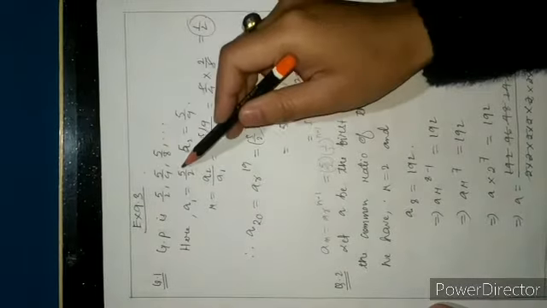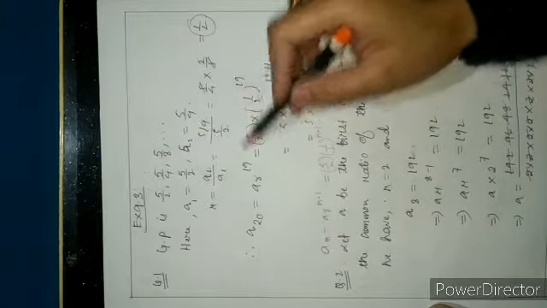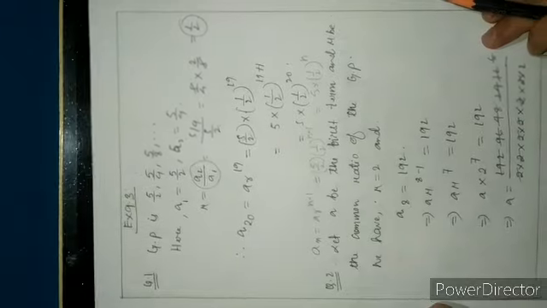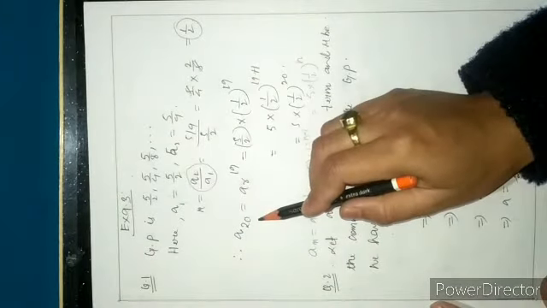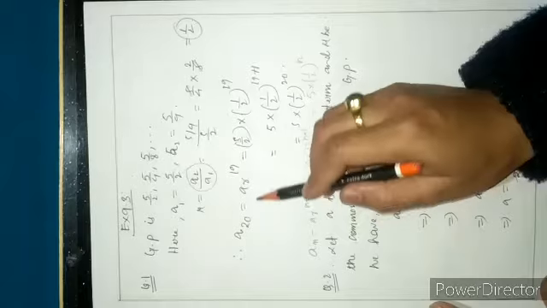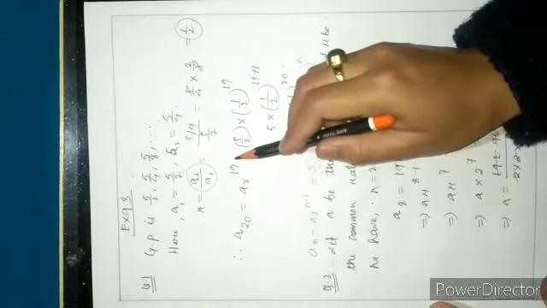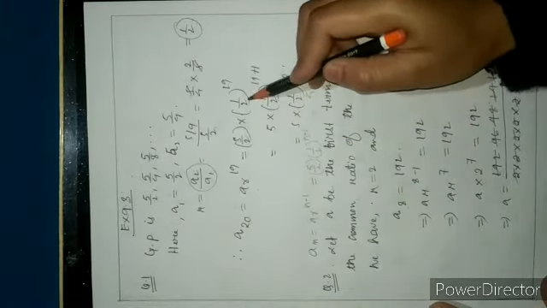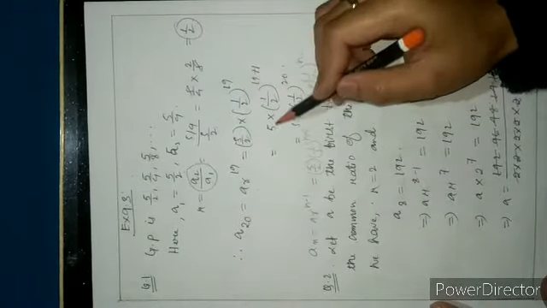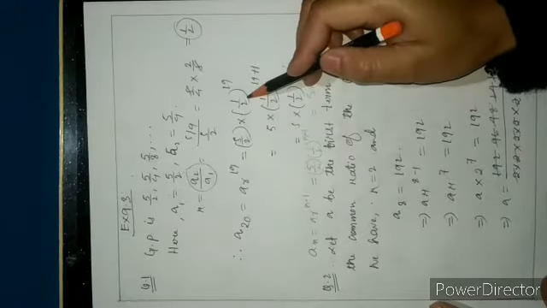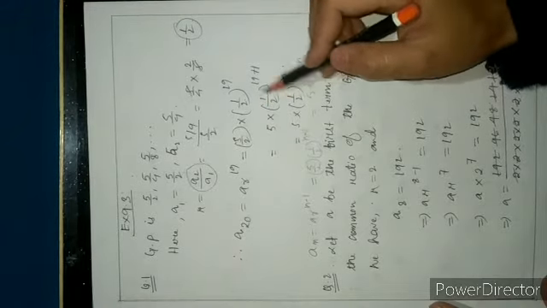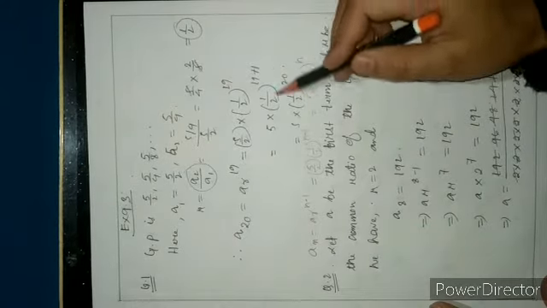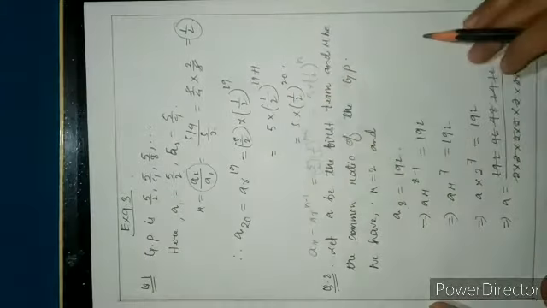The first term of the geometric progression is 5 by 2, and the common ratio is 1 by 2. Therefore a20, which means the 20th term of the GP, is given by a r to the power 20 minus 1, that is 19. The value of a is 5 by 2 and the common ratio r is 1 by 2 to the power 19. 5 into 1 by 2 to the power 19 plus 1 gives 5 into 1 by 2 to the power 20, which is the 20th term of the geometric progression.